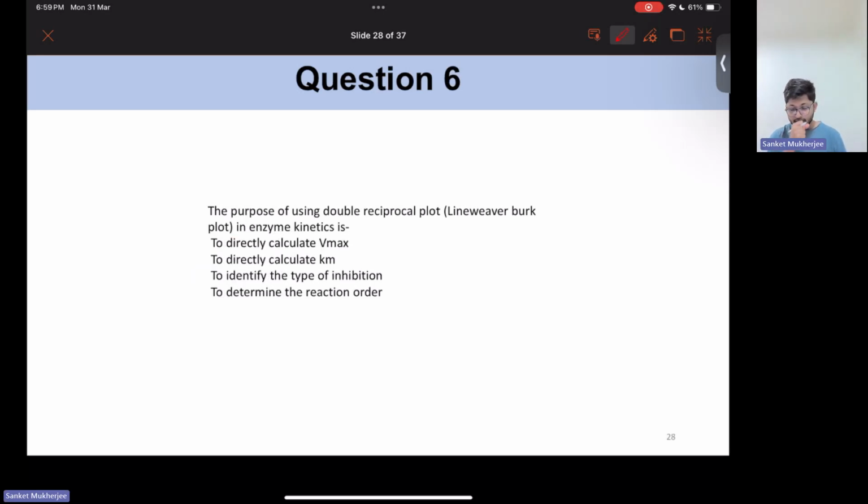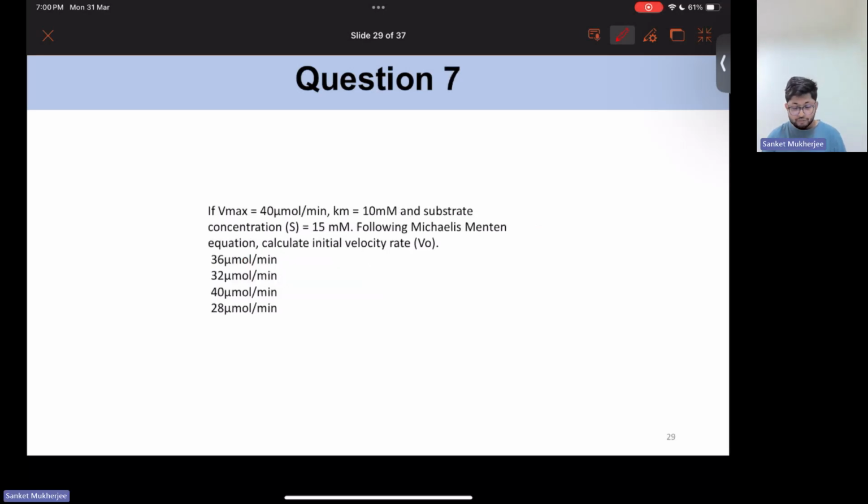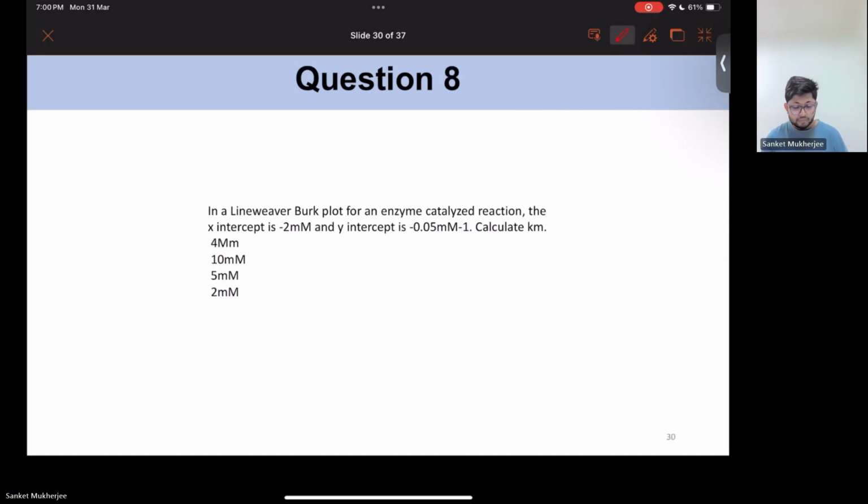The purpose of using a double reciprocal plot, also known as the Lineweaver-Burk plot, is to identify the type of inhibition, right? So Vmax is given. In this case, we have to use the Michaelis-Menten equation, Vmax times S by Km plus S. Using this, we calculate the initial velocity of the reaction, 36 micromole per minute. In the Lineweaver-Burk plot for an enzyme catalyzed reaction, the x-intercept is -2 millimolar and the y-intercept is given. Calculate Km.